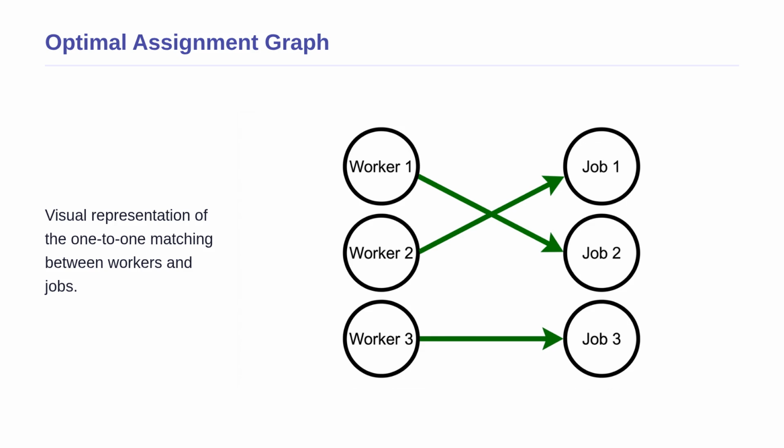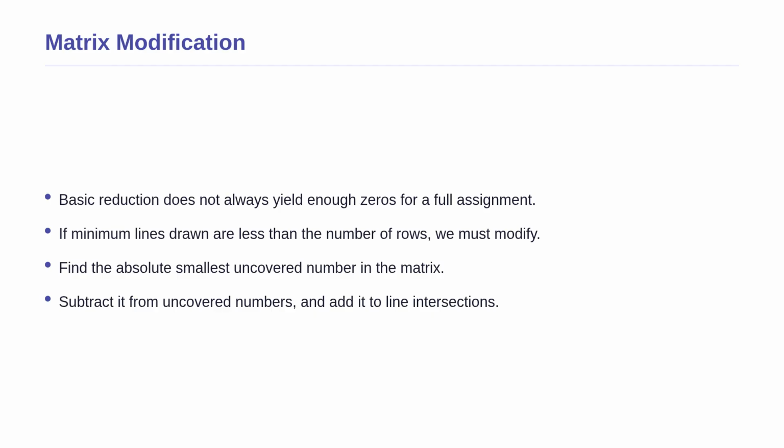the lowest possible cost. Now that we have seen a perfect scenario, what happens when things do not align so easily? Sometimes the basic row and column reduction does not give us enough zeros to make a full assignment. When we draw our lines and find that the minimum number of lines is less than the number of rows, we have not reached the optimal state. To fix this, we must modify the matrix to create more zeros.